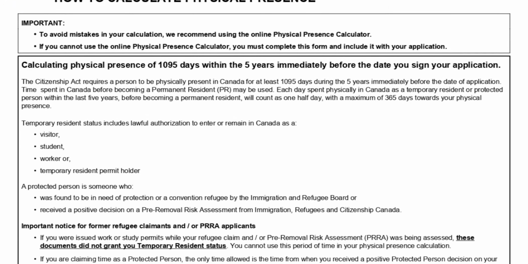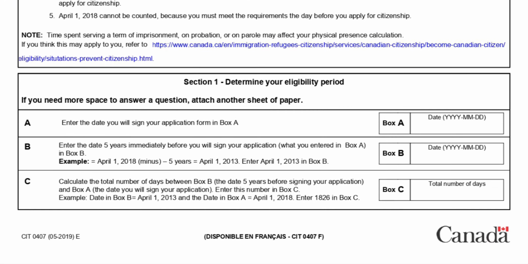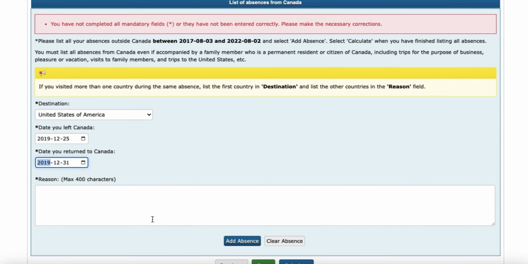The calculator uses the following rules to determine the number of days absent for each absence declared. When calculating an absence, the day you leave Canada and the day you return are not considered an absence. Both are counted as days of physical presence because you were physically present in Canada for part of the day of departure or arrival. An absence on a leap day is counted as an absence or is credited as a presence.